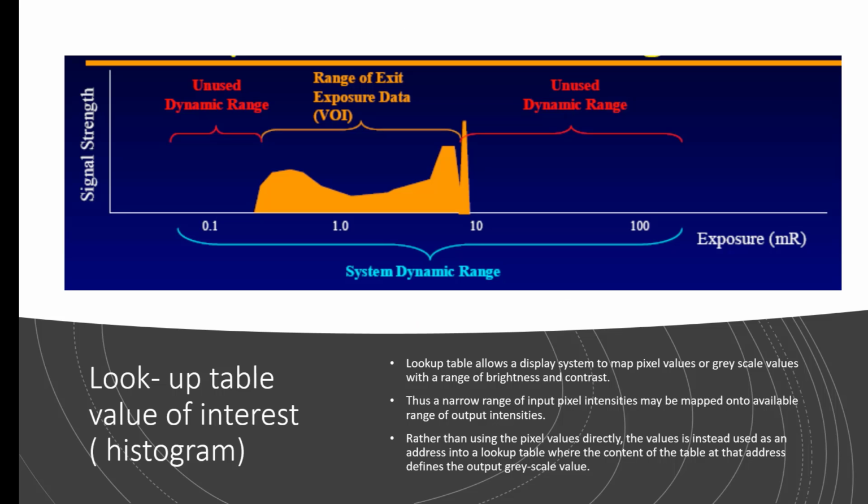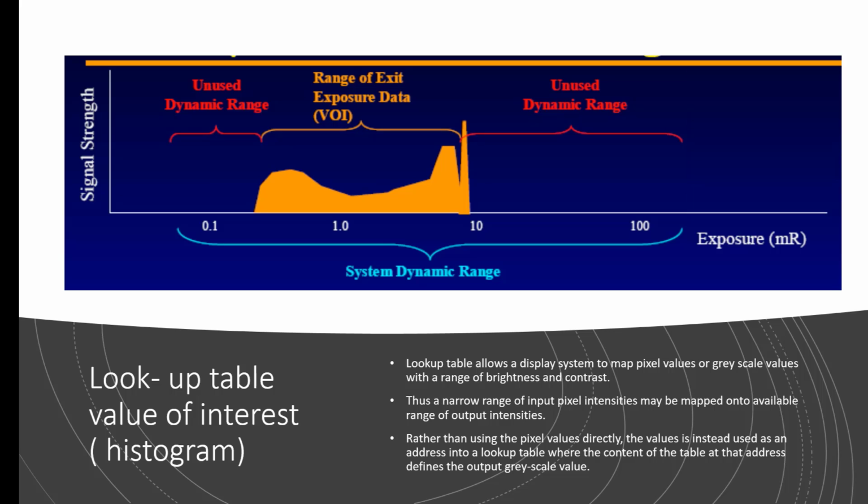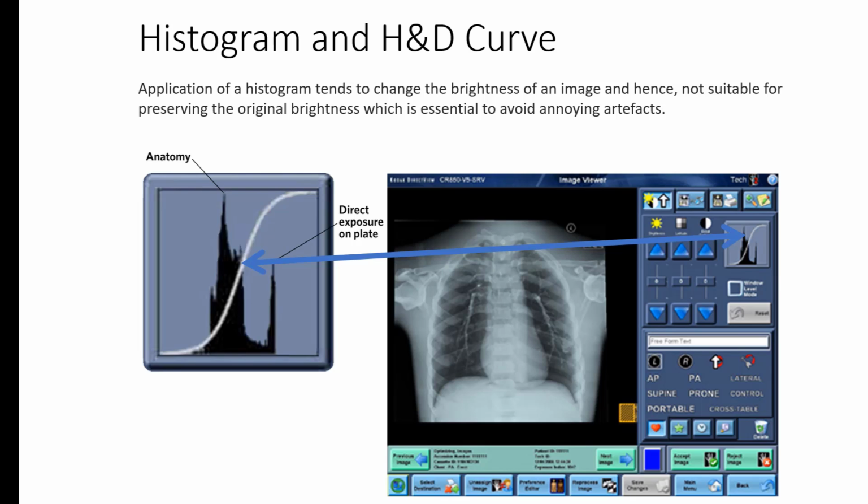The lookup table allows a display system to map pixel values or grayscale values with a range of brightness and contrast to a specific area. As we discussed earlier, we can change the brightness and contrast and add and subtract data to tweak the image. Let's take a look at some images and how they're reflected with the H&D curve versus the histogram shape.